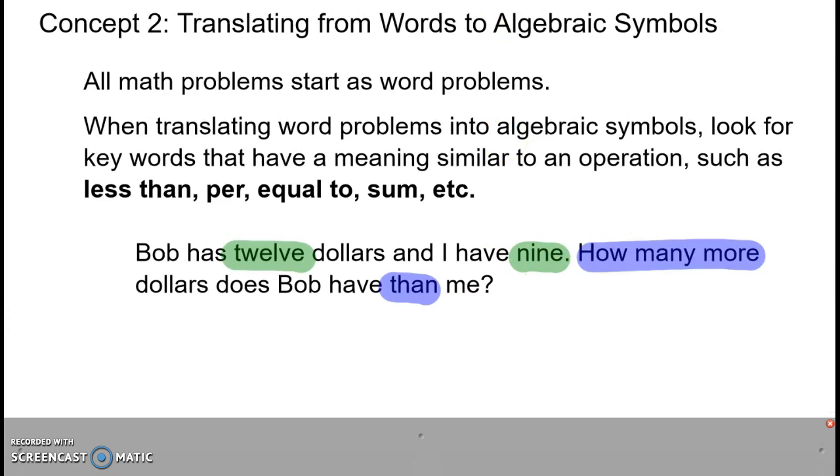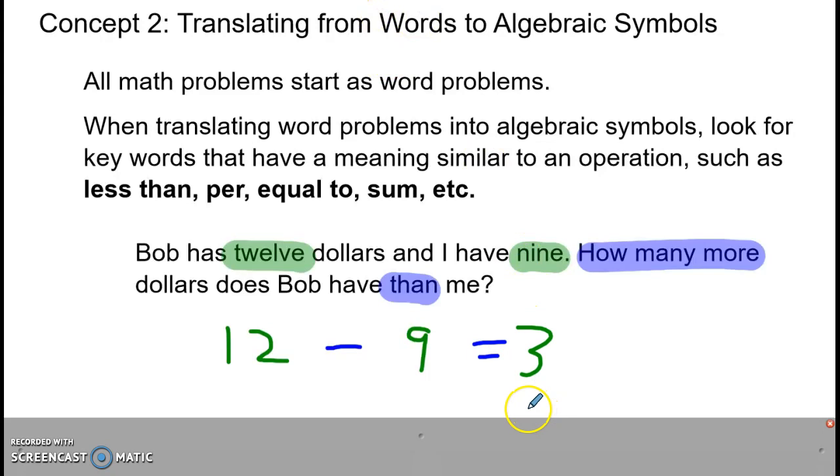From there we can look at it and we can see that if Bob has $12 and I have 9, then Bob is going to be at 12. I'm going to be at 9, and the expression in the middle, the operation, is going to be how many more does he have? Well, that's going to be a subtraction. So 12 minus 9 is going to be equal to 3.